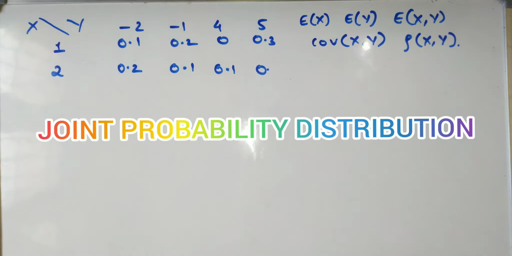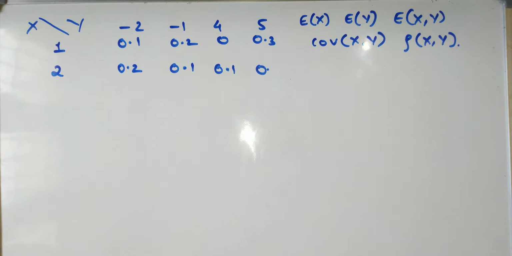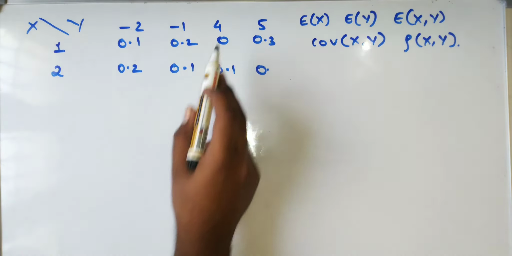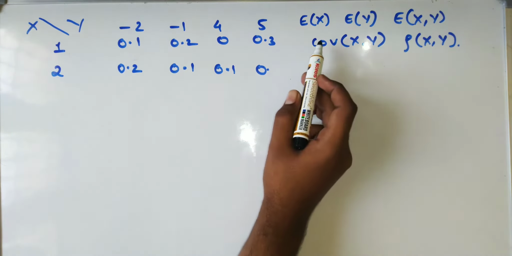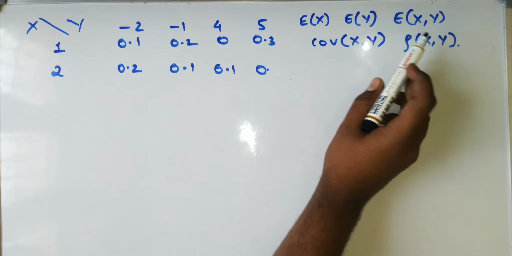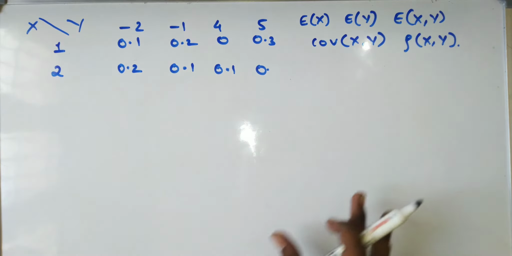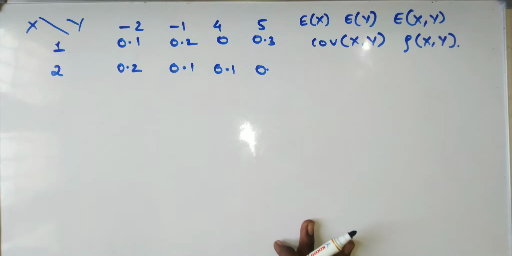Hello guys, welcome back. In this video, we'll solve one problem based on joint probability distribution. The question gives a joint probability distribution table. We need to find E of X, E of Y, E of XY, covariance of XY and correlation of XY. So we need to calculate all these things.